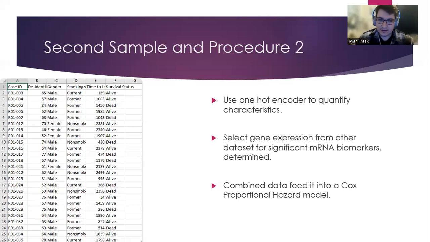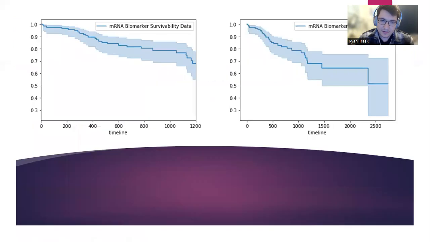And I combine this data set with the gene expression data of the 27 biomarkers from the original data set, and I have a new third data set. I feed that into the Cox proportional hazard model. And then after fitting the model, I estimate a Kaplan-Meier curve, which is what you see here.